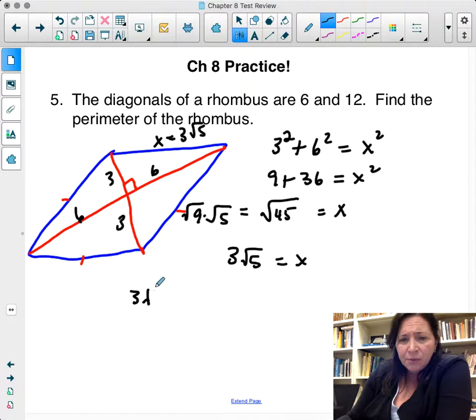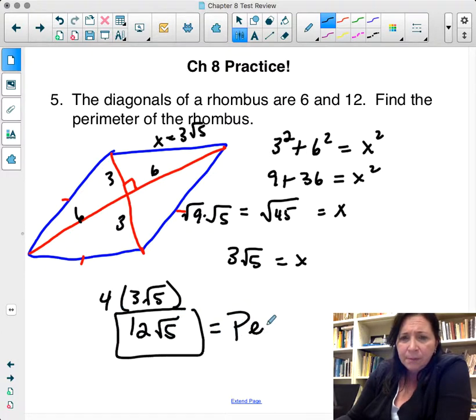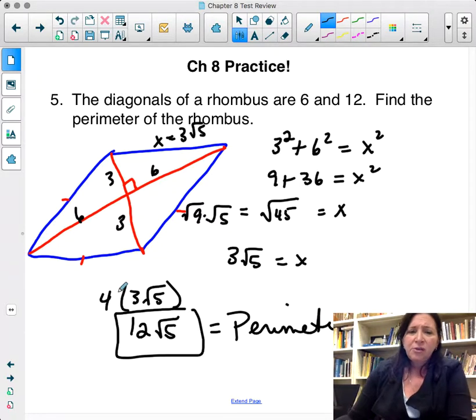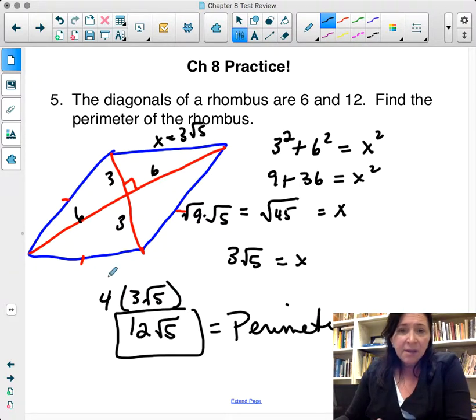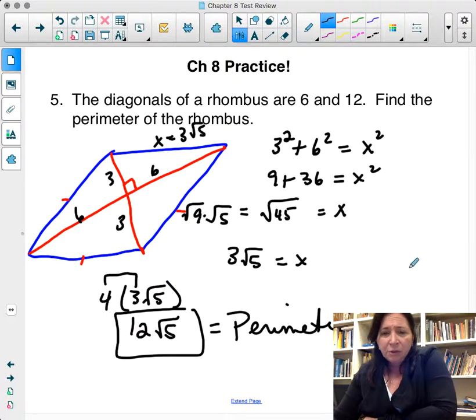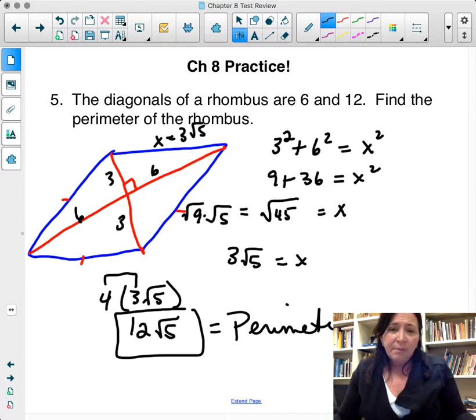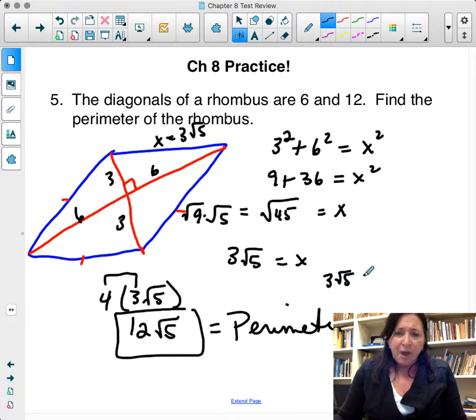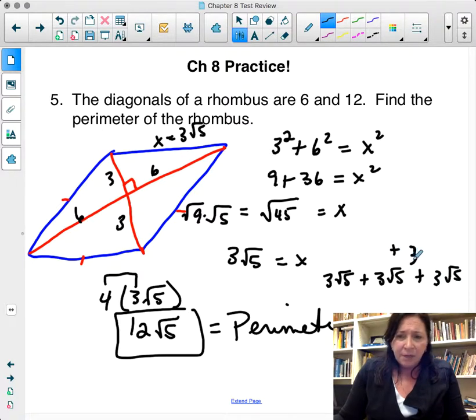So I'm going to take 3 root 5, and I'm going to multiply that by 4. Okay, so now I have 12 root 5. And that's my perimeter. Please be careful that you don't multiply 4 times 5, because numbers get multiplied with numbers. Roots get multiplied by roots. I could completely multiply root 5 by another root, but since I'm just finding the perimeter, I'm adding. So it's as if I'm doing this: 3 root 5 plus 3 root 5 plus 3 root 5 plus 3 root 5. So that's 3, 6, 9, 12. 12 root 5.